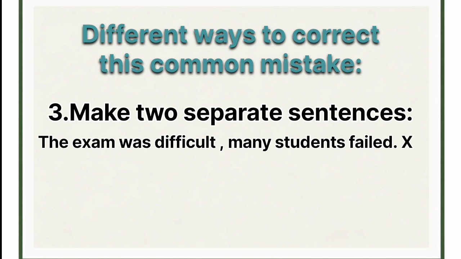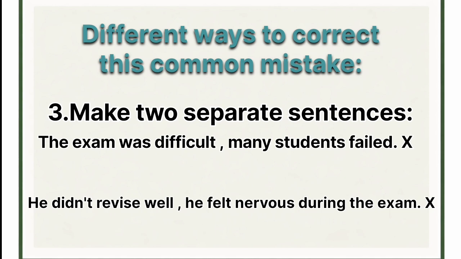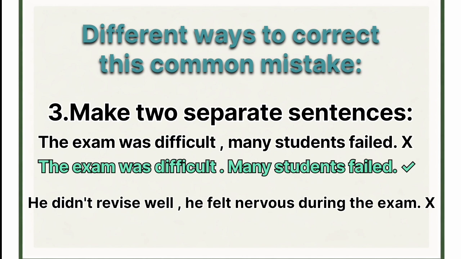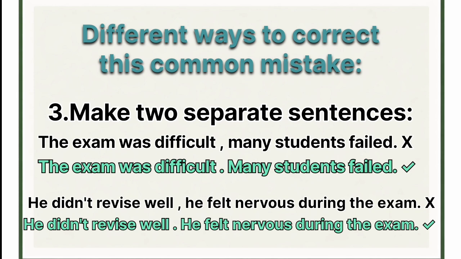The second example, he didn't revise well, comma, he felt nervous during the exam. So we can simply replace that comma with the full stop. That's it, for real. And the correction would be: the exam was difficult, full stop, many students failed. The next one, he didn't revise well, full stop, he felt nervous during the exam.